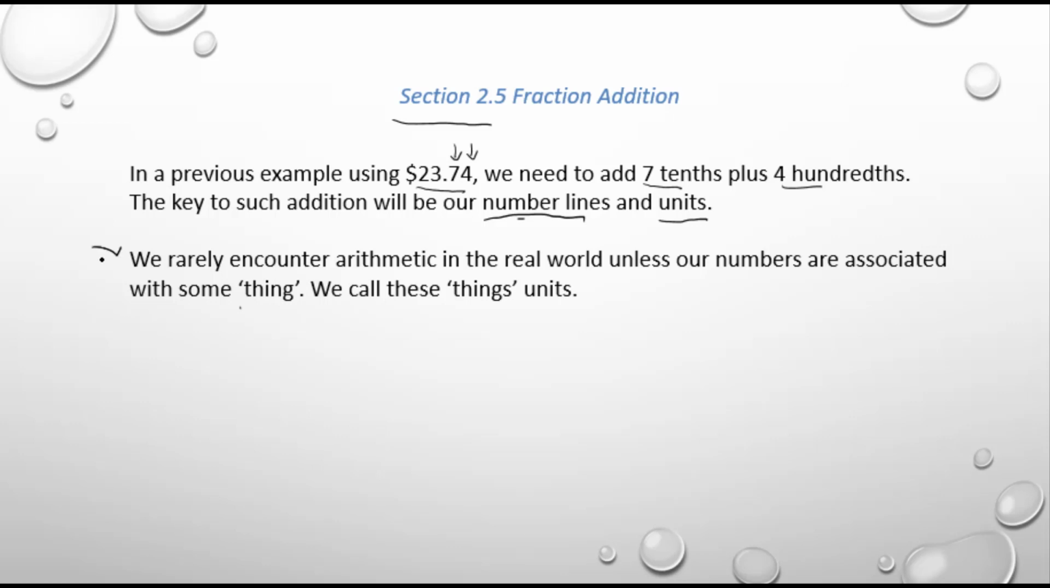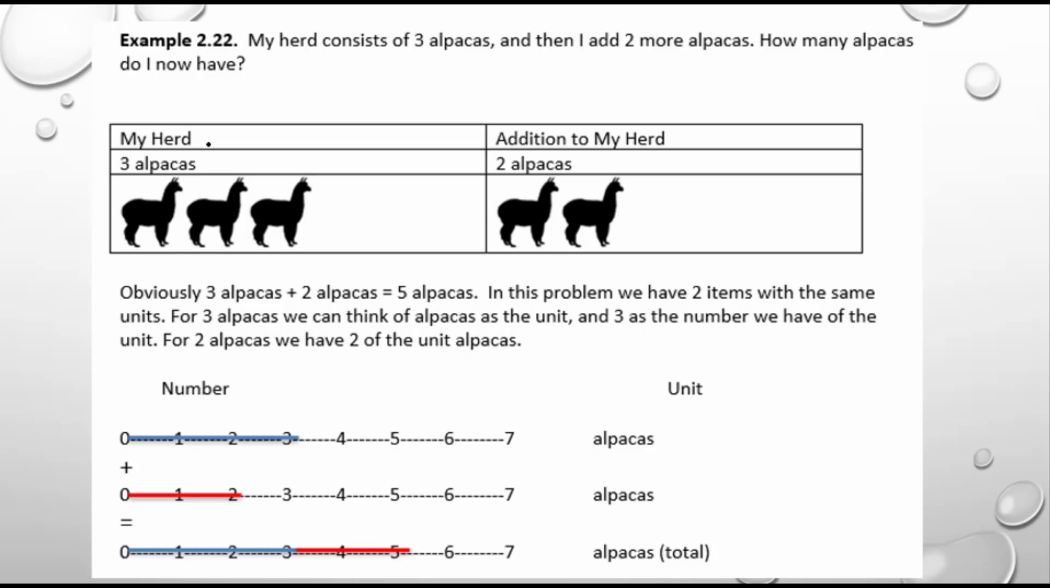Again, we rarely encounter arithmetic in the real world unless our numbers are associated with something, right? We call these things units. So here's just an example from the reading that you're responsible for. My herd consists of 3 alpacas, and then I add 2 more alpacas. How many alpacas do I have? Well, it's pretty obvious: 3 alpacas plus 2 alpacas is 5 alpacas.